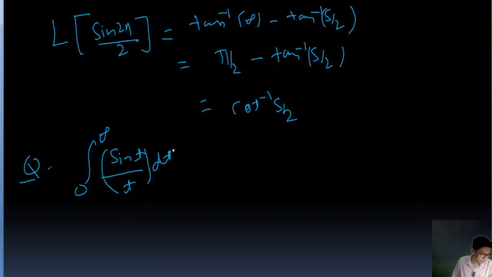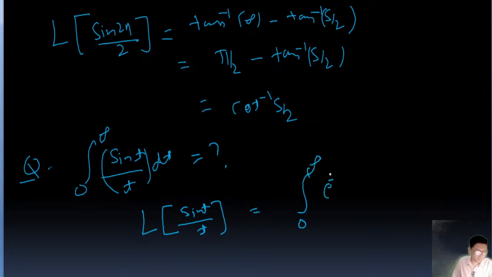So we have to find the value of this. How are we going to find it? We know the Laplace transform of sin t upon t, which I've already told you. The Laplace transform of sin t upon t is integration 0 to infinity of e to the power minus st times the function, which is sin t upon t, like the Laplace transform of f(x) is integration 0 to infinity e to the power minus st sin t upon t.